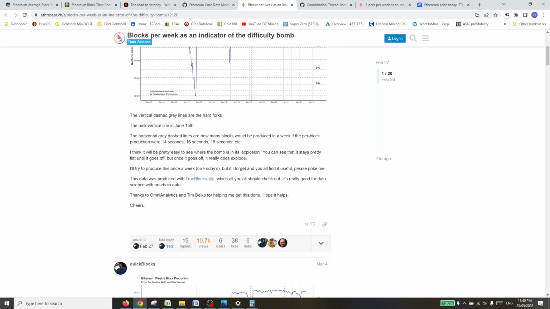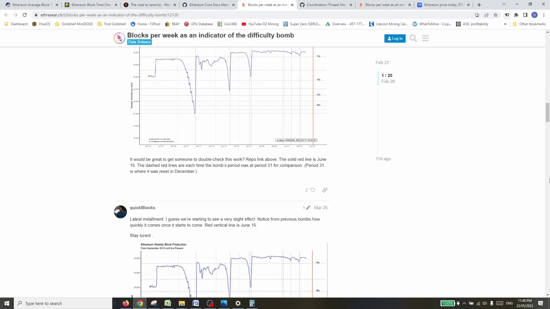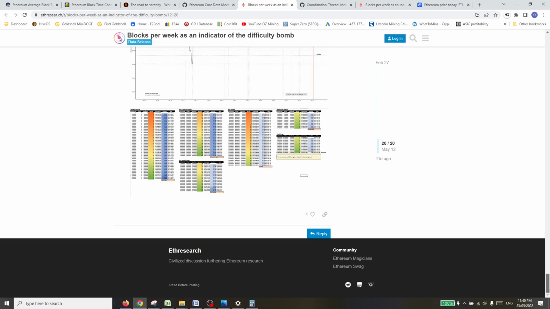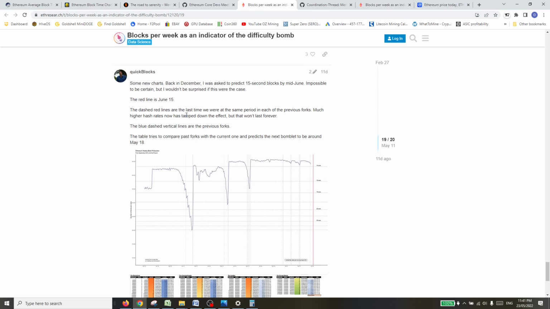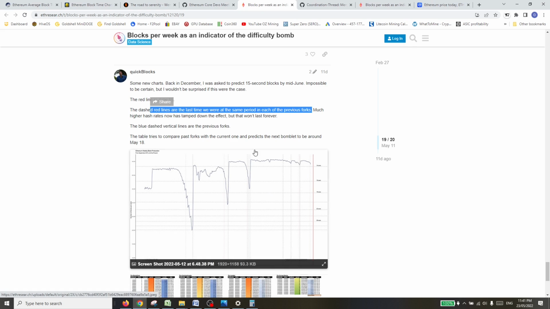So it's interesting. If we go down here, they're starting to talk about, let's just scroll down here. I think an interesting comment is, if you go to the bottom, the most recent 11 days, some new charts. "Back in December, I was asked to predict 15-second block times by mid-June. Impossibly certain, but I wouldn't be surprised if this were the case. We're close to 14-second block times." So obviously the community, the dev team, was asking when we'd be hitting 15-second block times. They thought around mid-June. "The dashed red lines were the last time we were at the same period in each of the previous forks." So, interesting.